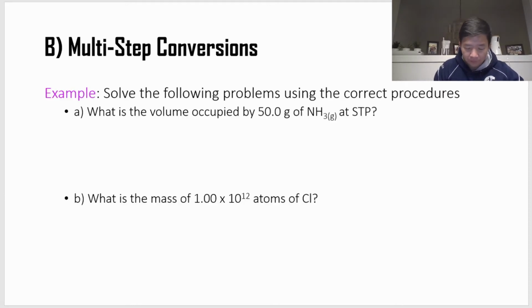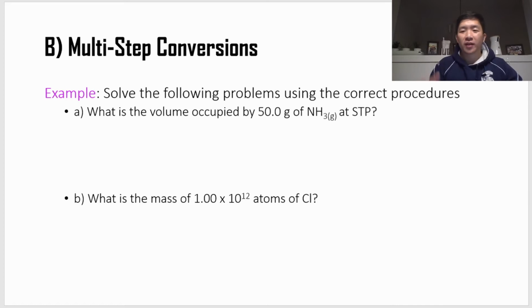All right, A: what is the volume occupied by 50 grams of NH3? Let's see what we're doing here. We're trying to go from mass to volume. Now, we haven't learned any relationship that allows us to go from grams to volume or volume to grams. But just like in a unit conversion lesson, even though we can't go directly from grams to volume, what we can do is have an intermediate base unit. In this case, that unit is moles.